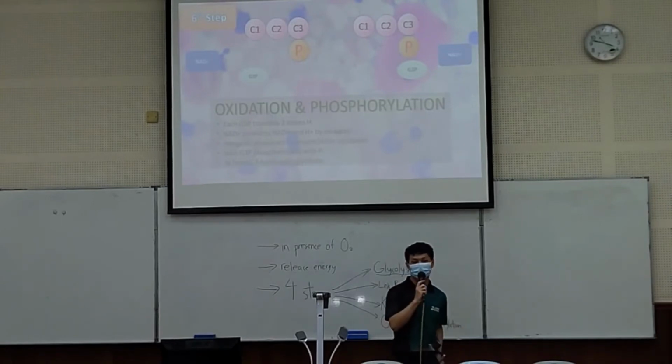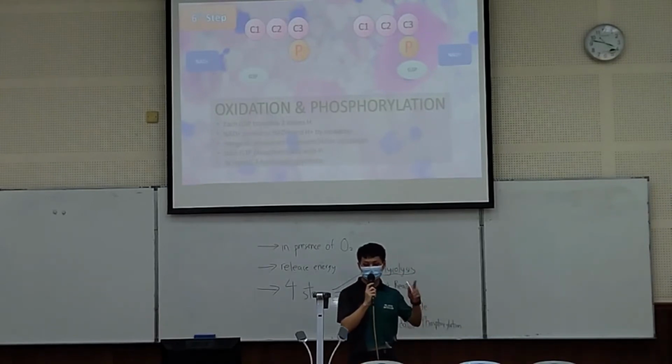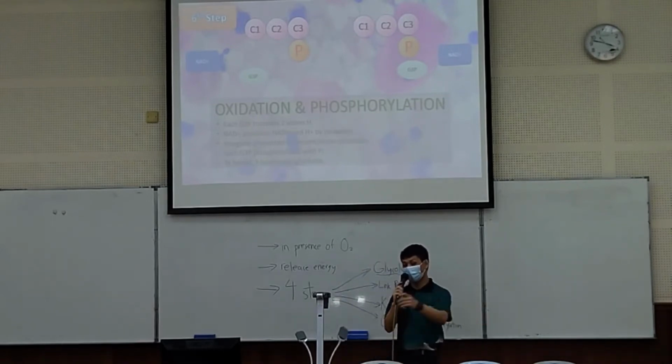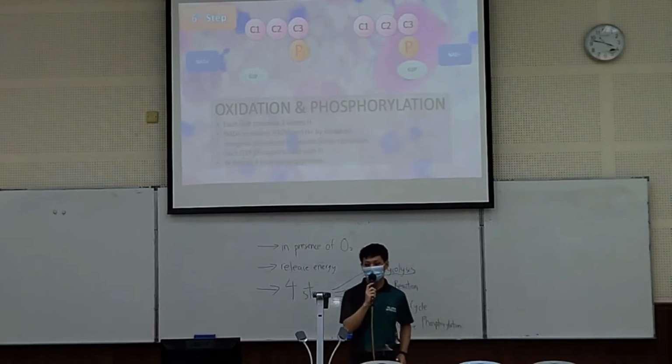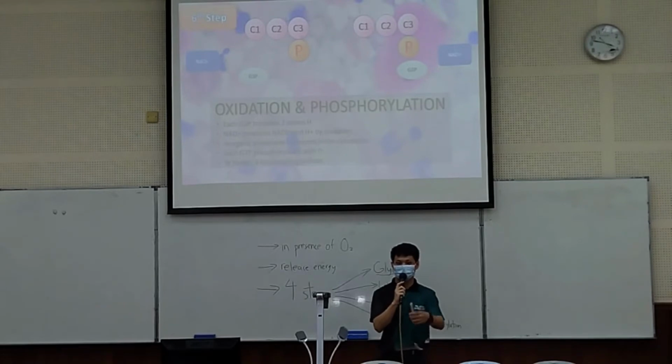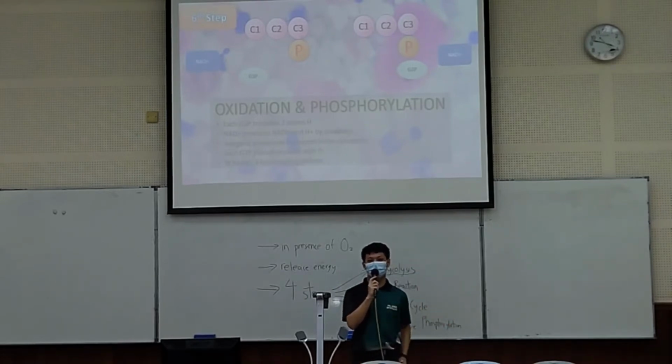During this step, we actually have 2 stages. One is oxidation, while the other is phosphorylation. So, what happens during oxidation though? And what actually is oxidation? And how does oxidation occur? Be patient, I'm going to explain to you guys.